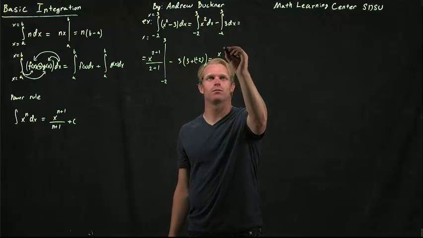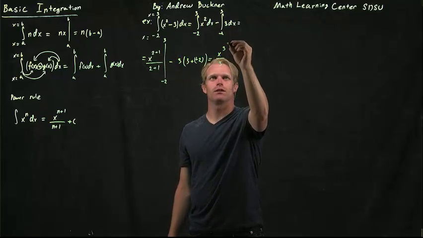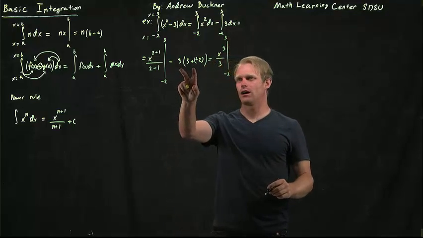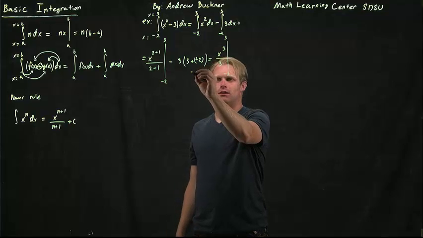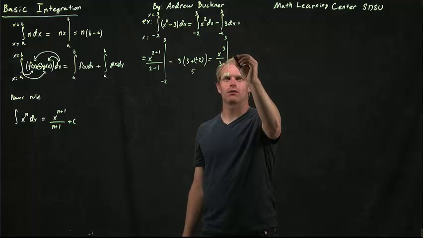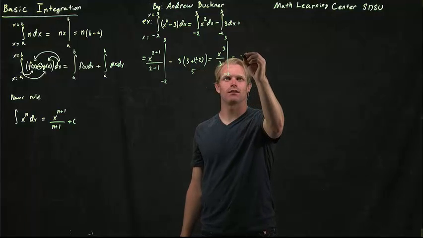So we have 2 plus 1 is 3, over 3, evaluated from -2 to 3. And then here we have a 3 plus a 5, plus a 2 is 5. So we're going to write this as 3 times 5, which is 15.